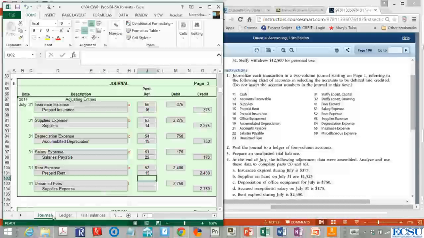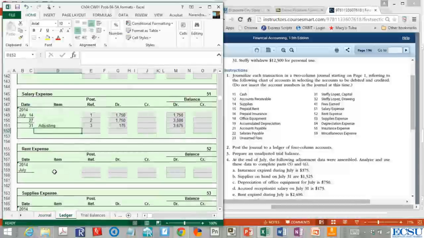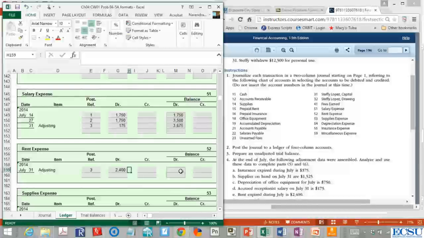So let's go to the ledger, and 52 is right here, so this is going to be 31, and I write adjusting, and posting reference is number 3, and it was a debit. Rent expense was, I guess, a debit of 2400, wasn't it? Let's check the journal. Yes, it was 2400, and the balance also will be 2400 on the debit side. So that is going to be how we handle that.